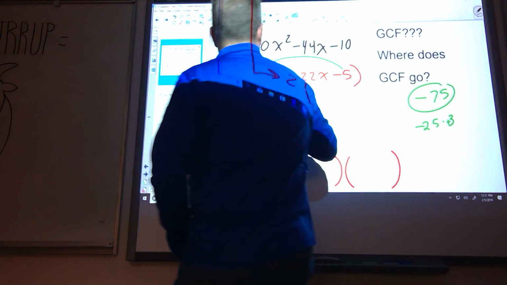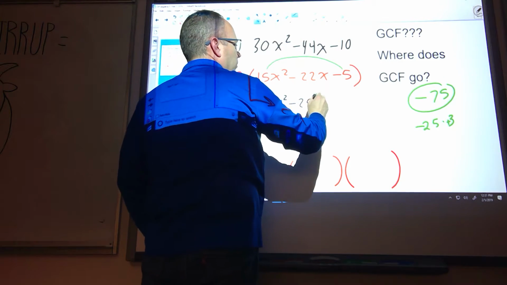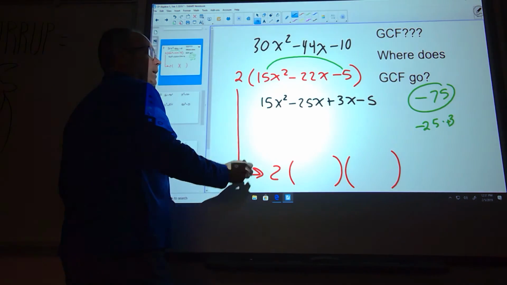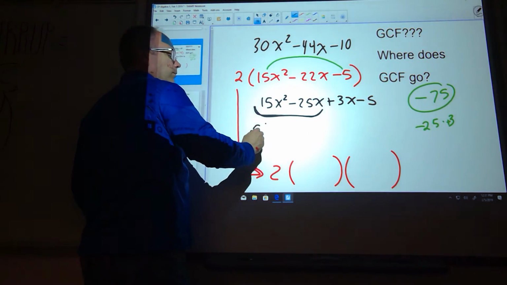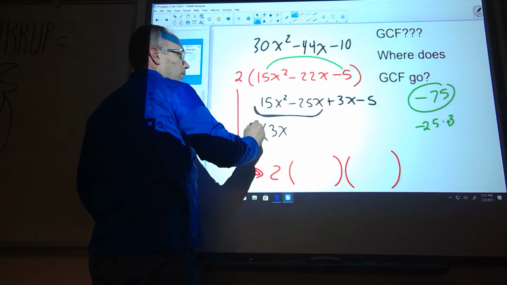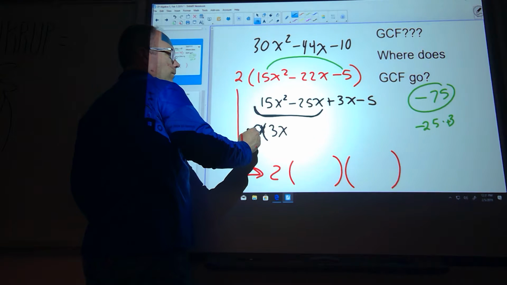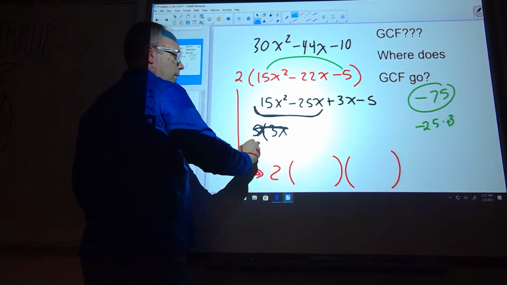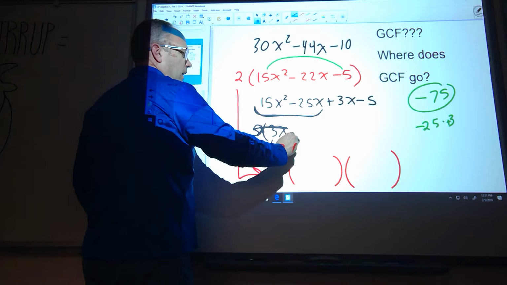All right, so let's look at this. I get 15x squared minus 25x plus 3x minus 5. Is that okay? What do I have in common with those two? 5 and an x, right? That's a 5x right there. Let's draw the little meter. 3x minus 5.